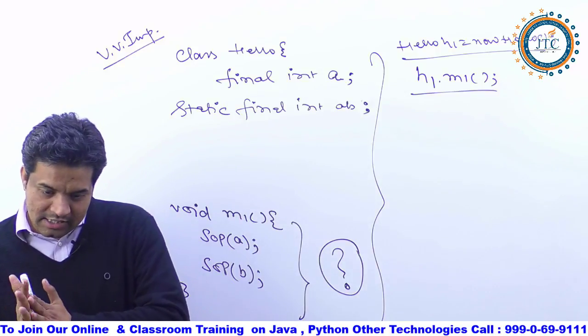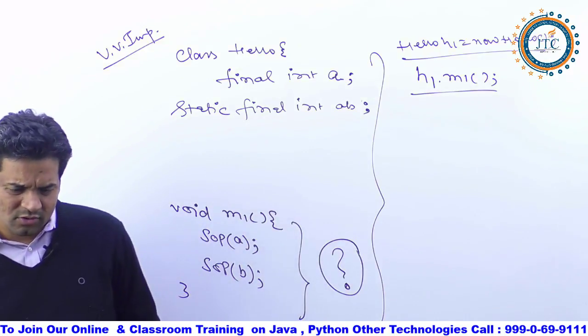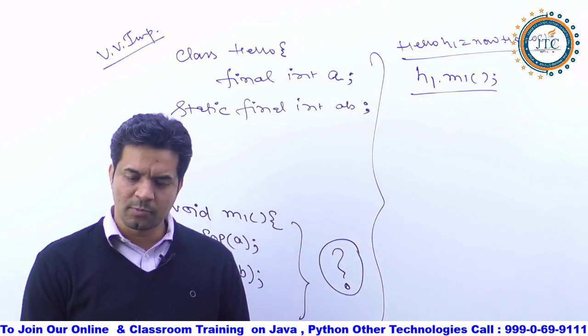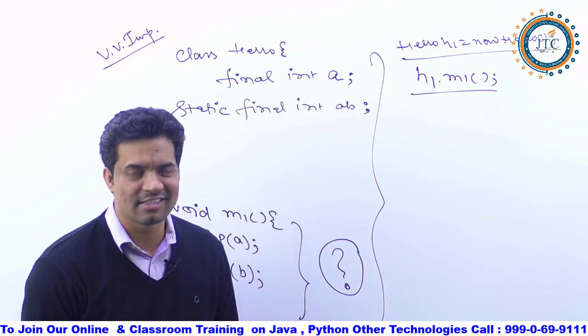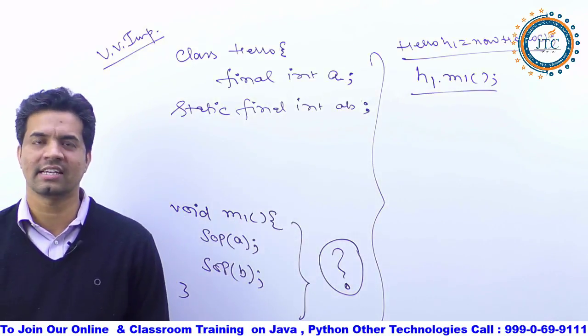We cannot access the static variable in the instance method. Why can we not? Yes, we can, man. Pramod Prajapati, we can easily access it. There is no problem with that. You can access it.